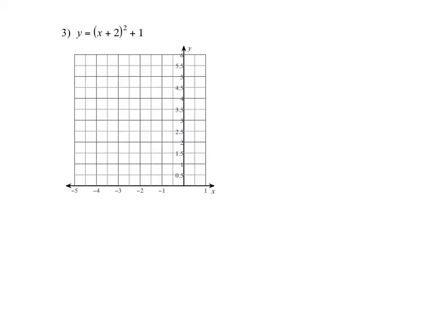Okay, so (x + 2)² + 1. First, I'm going to start by identifying my vertex. So my vertex is (-2, 1). My axis of symmetry is x = -2. (-2, 1) is this point right here. This is my axis of symmetry.